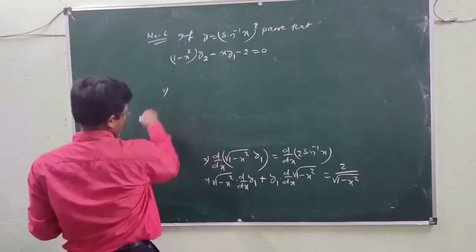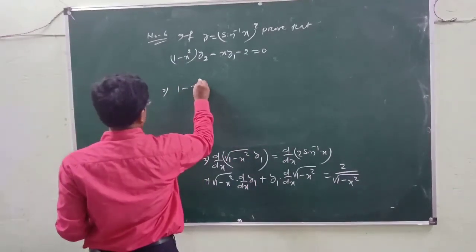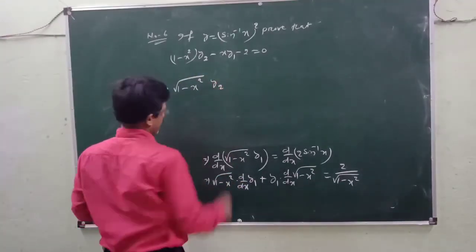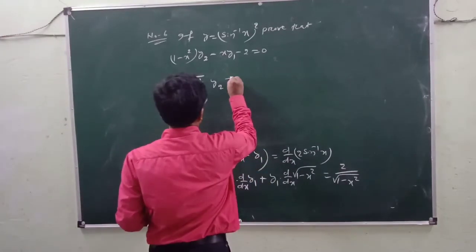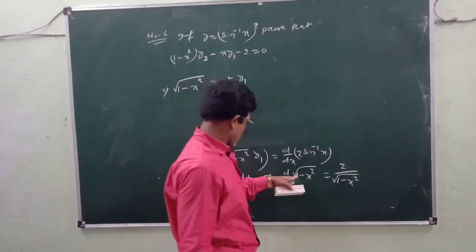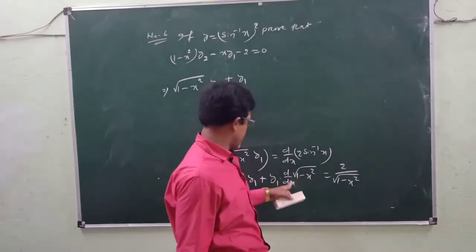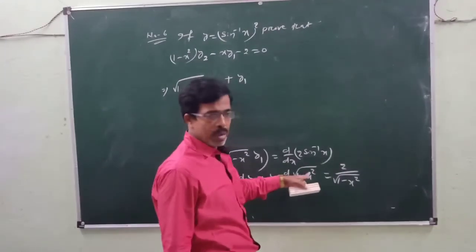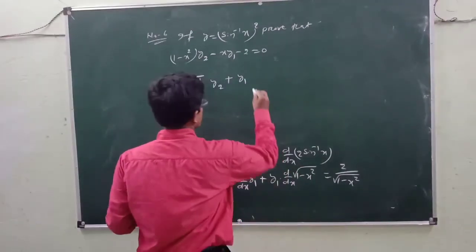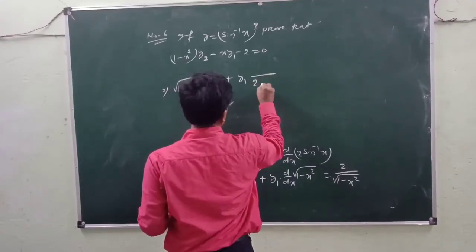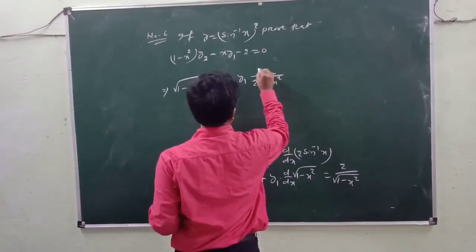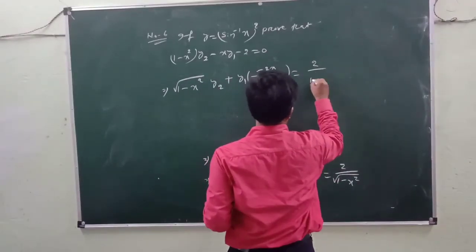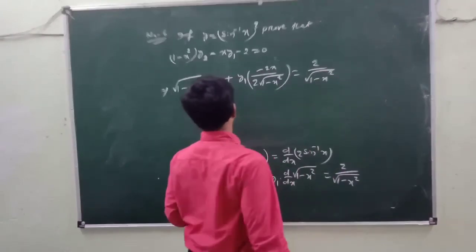What that implies? Square root of 1 minus x square, the derivative of y1 with respect to x is denoted by y2, then plus y1. Again look, the derivative of square root of 1 minus x square means the derivative of 1 minus x square to the power 1 by 2. That means it is the formula of f of x to the power n. So its value will be 1 by 2 into 1 by square root of 1 minus x square into minus 2x, that equal to 2 by square root of 1 minus x square.